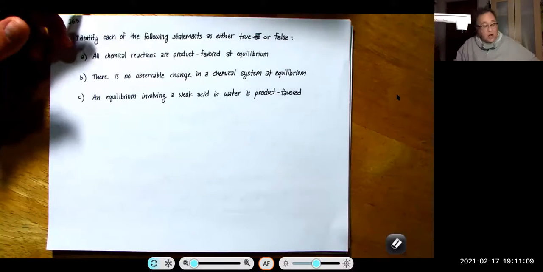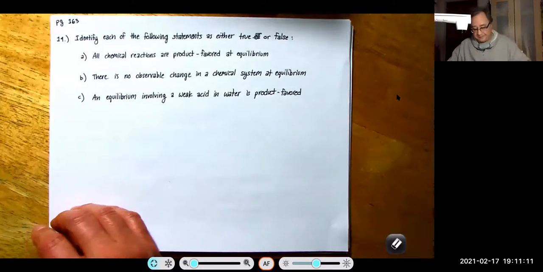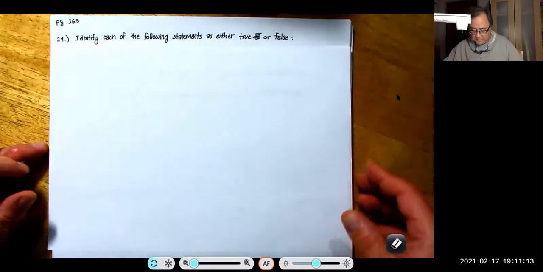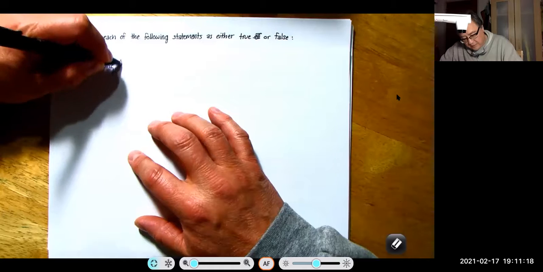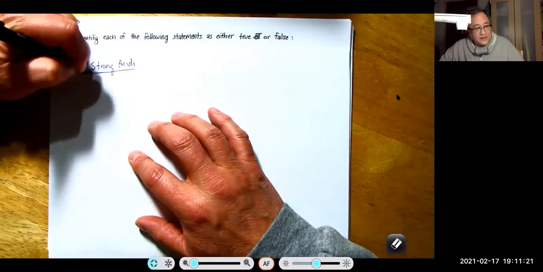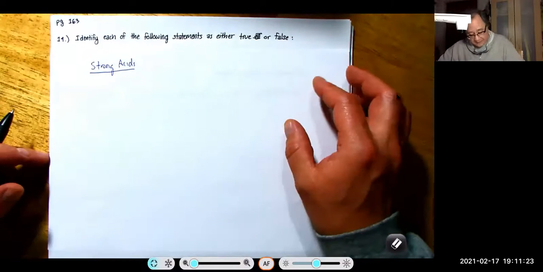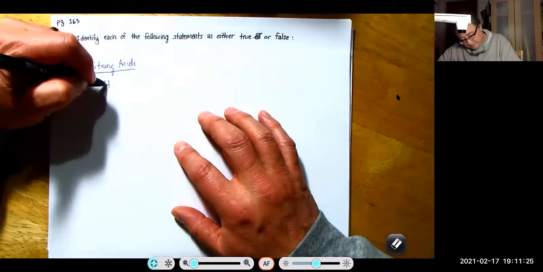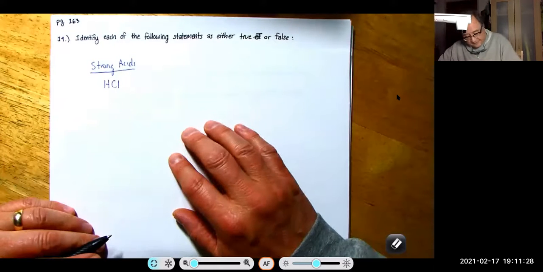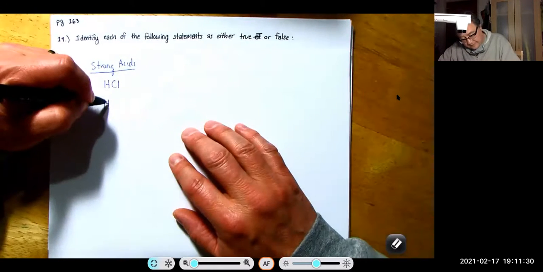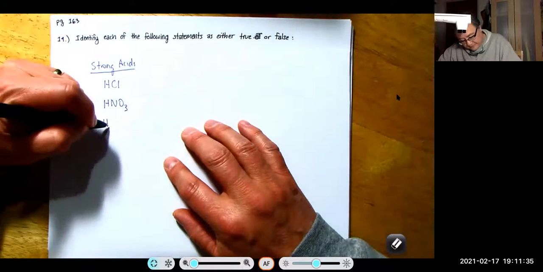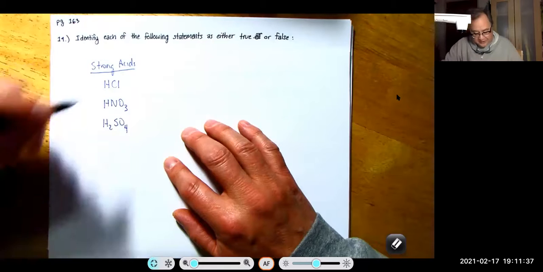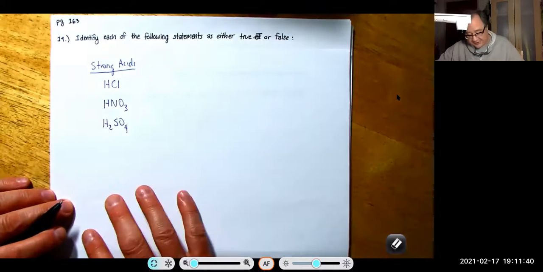You should also know some strong acids and some weak acids. I'm just going to give you their formulas, and I'm going to make you responsible for looking up their names, okay? This is a strong acid. This is a strong acid. And this is a strong acid. You should know these three as strong acids.